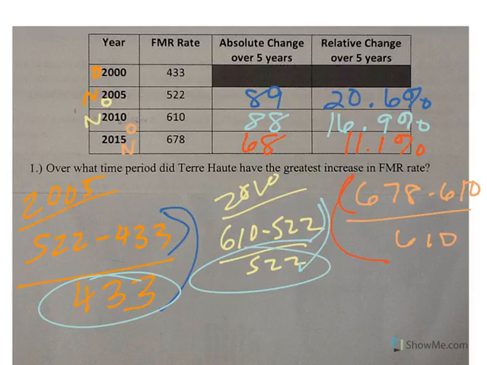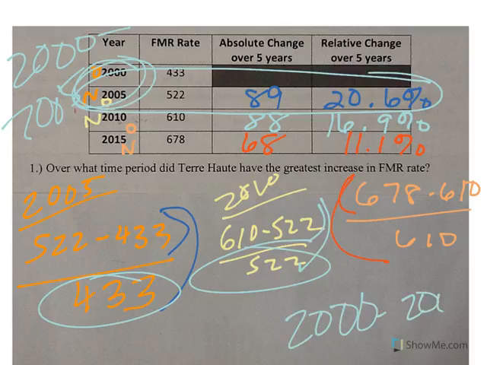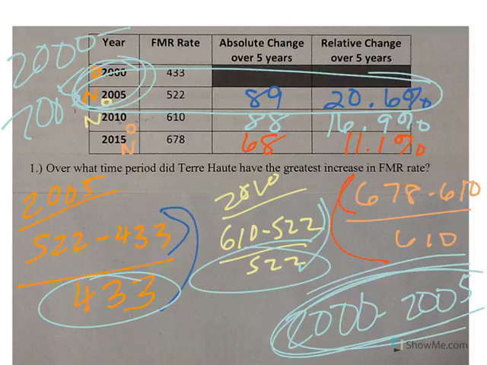So over what time period did Terre Haute have the greatest increase? Greatest increase, we're looking at the highest positive number, and that would be 2000 to 2005. Because in that 5-year span, it went up 20.6%. But you do need to have both years, 2000 to 2005, because that's the time period over which it grew.